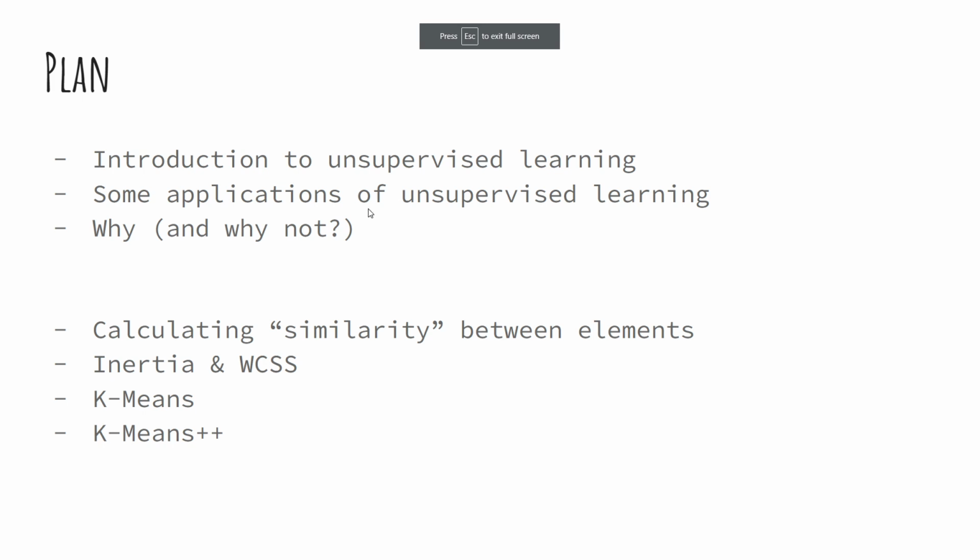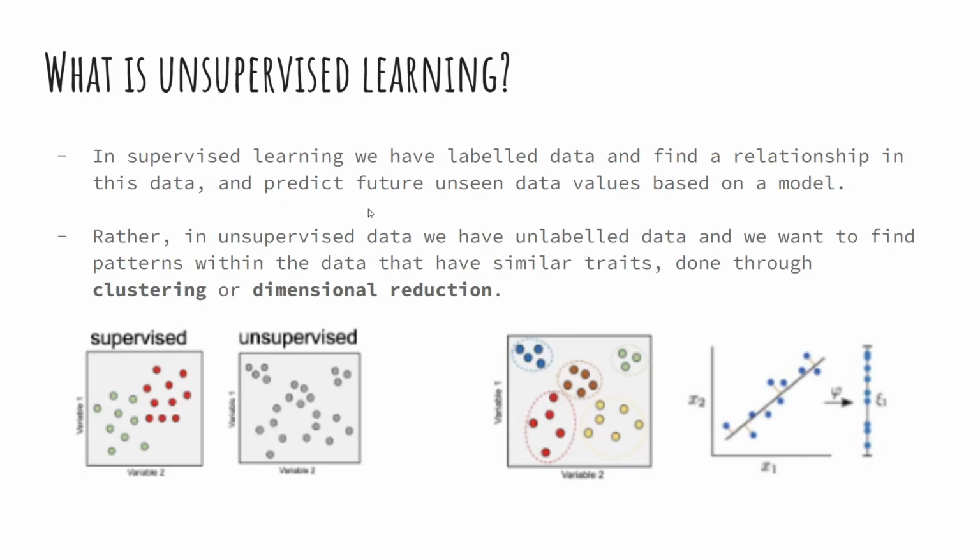Okay, starting with the introduction to unsupervised learning. So what is it? In supervised learning, you have labeled data and you want to find a relationship within the data, which will let you predict future unseen data values. So you might have a linear line or something, and then based on your x, you can calculate a y. But you can't do this in unsupervised learning because you don't have this labeled data.